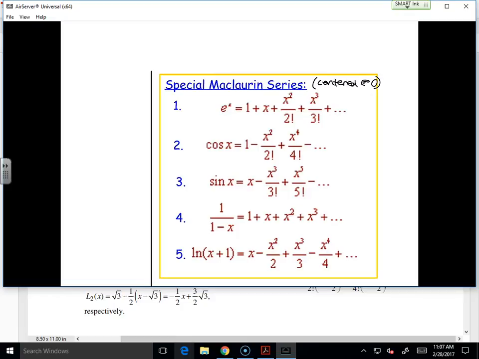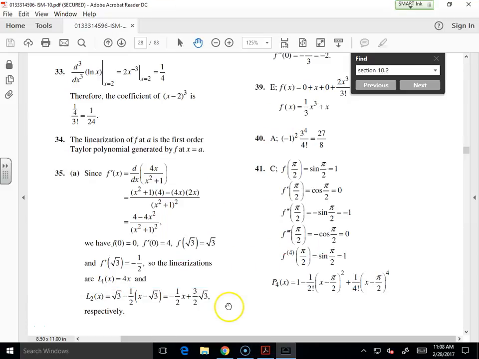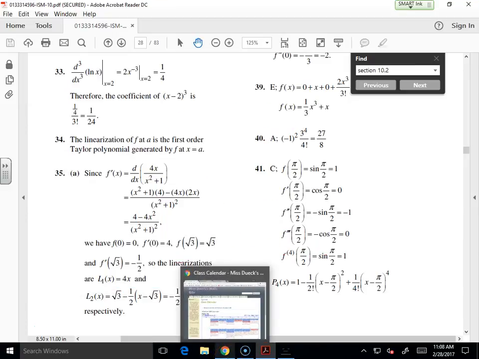Because if it's centered anywhere else, we can't just add in the x minus a to the original, because we're missing the f prime of a on the outside. Does that make sense? Yeah. And the f double prime of a, et cetera, et cetera. Good question though, good catch. But number 40 we were okay on, we got it all right?